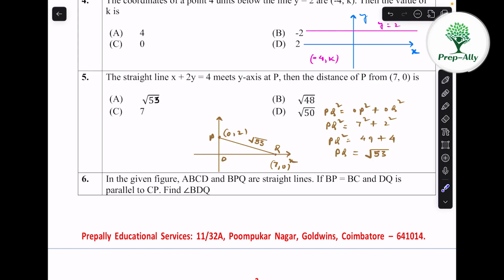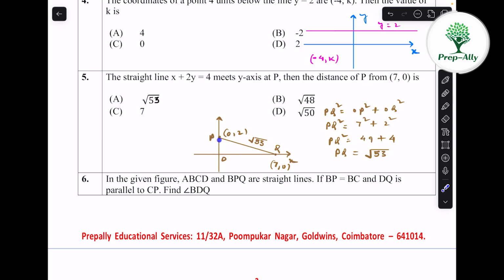See how to solve this question. The question is: the straight line meets the y-axis at P, then find the distance of P from this point. This line will meet the y-axis at 0, 2. Putting x equals 0, I get y equal to 2. So the distance between this point and this point, this is a right angle triangle.